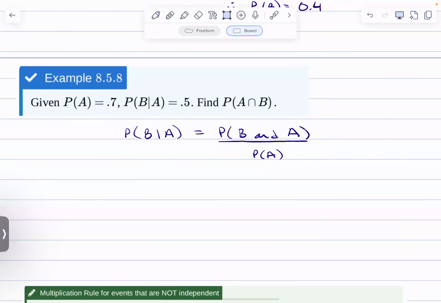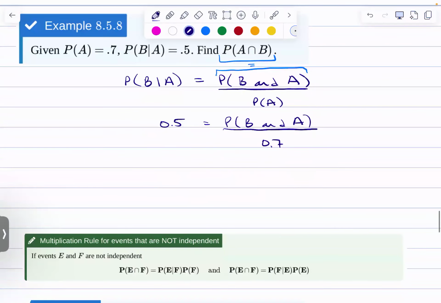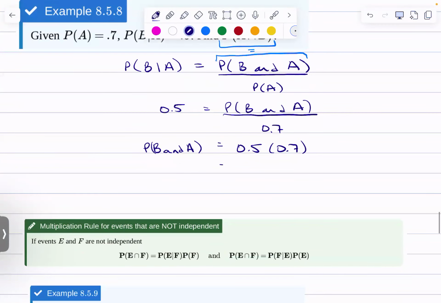Now I have a few of these components. I have the probability of B given A is 0.5. I want the probability of B and A. They're the same. Divided by the probability of A, which is 0.7. So the probability of B and A, or A and B, is 0.5 times 0.7, which is 0.35.